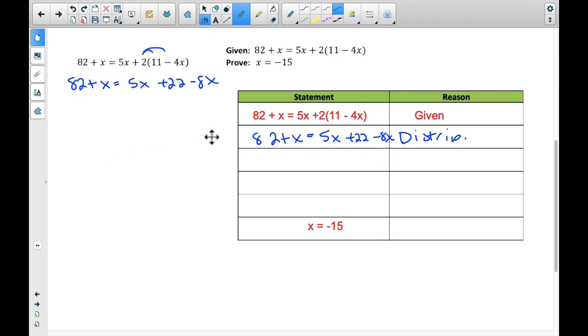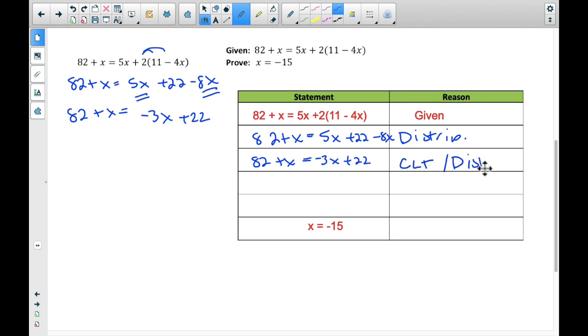Well, what do I need to do next? I think I need to combine like terms. My like terms are my 5x and my minus 8x. That gives me a negative 3x. So I want to write this down now. How did I get that? Well, I combined like terms, which is also known as the distributive property.